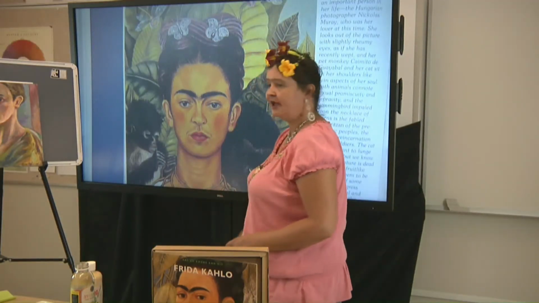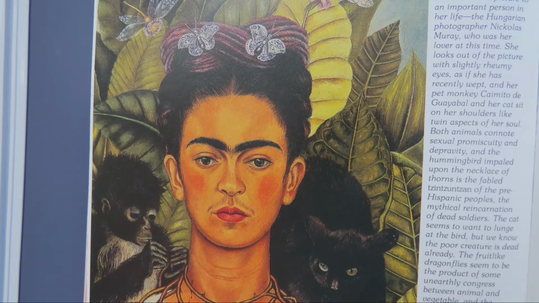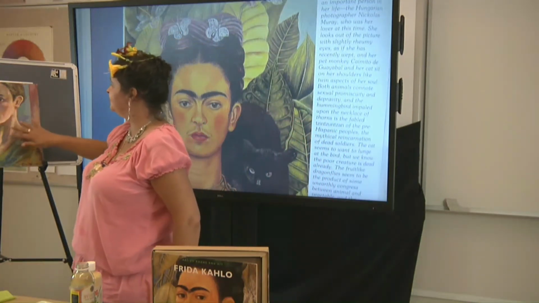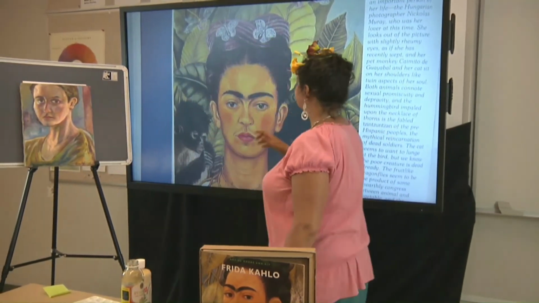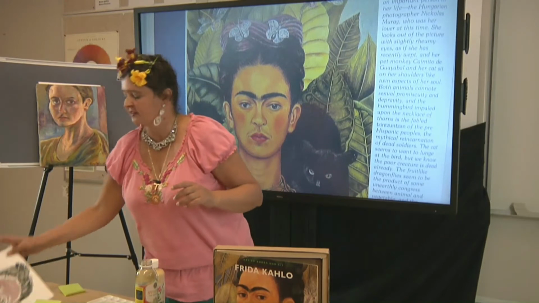Here's a self-portrait which is similar to the one that I want you to do. You look in the mirror and you draw a portrait of yourself. This is a painting of Frida Kahlo with her hair in bows with butterflies, a monkey by her side, a cat over here, and thorns on her neck. So it's similar to the self-portrait that I did, and it's similar to the self-portrait that I'd like you to do.